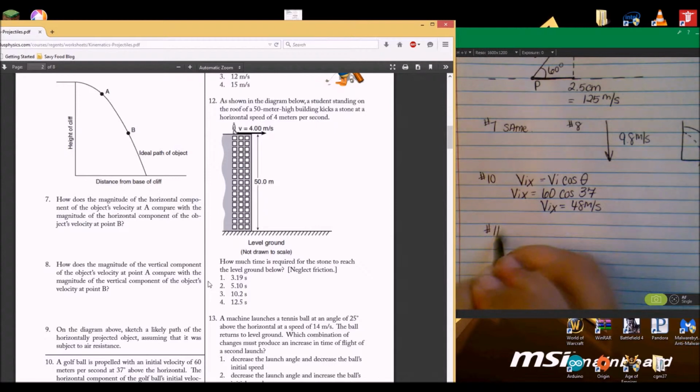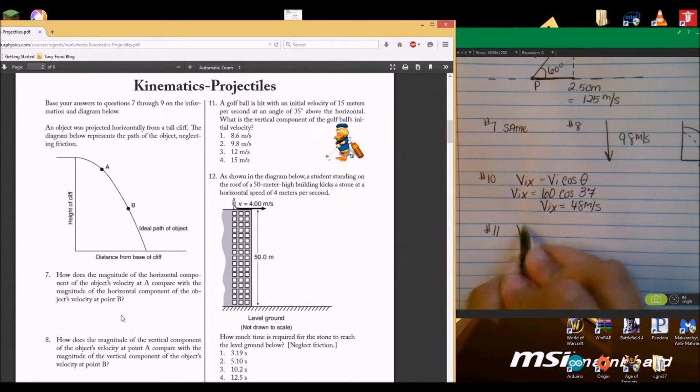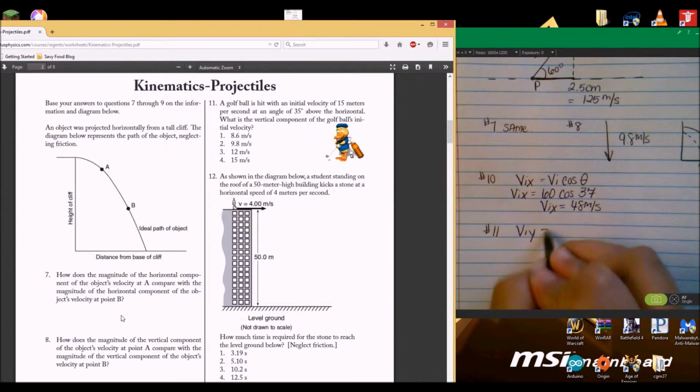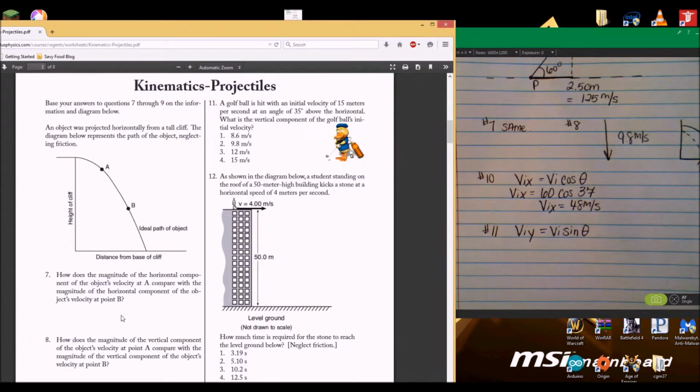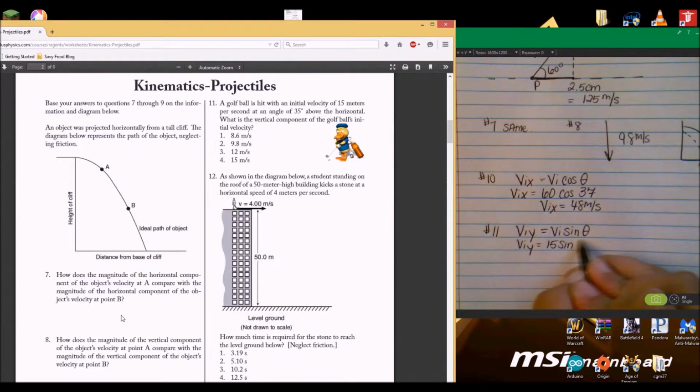Question number 11 is the same thing, but it's talking about it in the vertical. So we have a golf ball that's hit with an initial velocity of 15 meters per second at an angle of 35 degrees above the horizontal. What is the vertical component? So for the vertical component, you're going to do v initial of y. Now, this is not found on your reference sheet, so I do want you to write that on your reference sheet. The initial velocity times sine of theta is going to be your vertical. So we're looking for v initial y. We know that v initial was 15, and then you take the sine of theta, which is sine of 35, and your v initial y should be 8.6 meters per second.